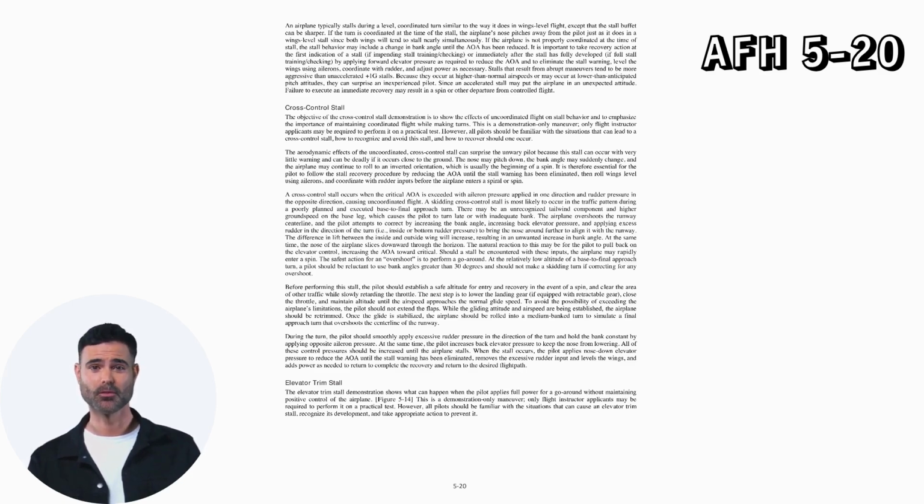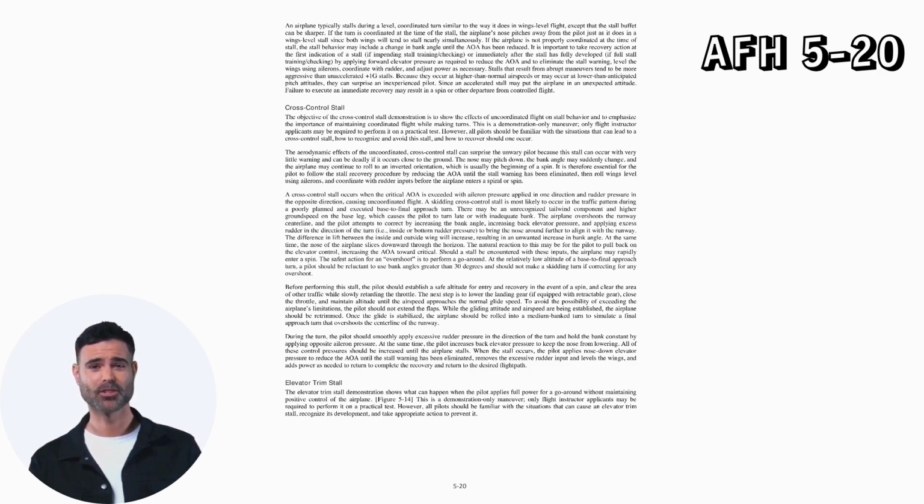The airplane overshoots the runway centerline, and the pilot attempts to correct by increasing the bank angle, increasing back elevator pressure, and applying excess rudder in the direction of the turn, i.e., inside or bottom rudder pressure to bring the nose around further to align it with the runway. The difference in lift between the inside and outside wing will increase, resulting in an unwanted increase in bank angle. At the same time, the nose of the airplane slices downward through the horizon. The natural reaction to this may be for the pilot to pull back on the elevator control, increasing the AOA toward critical. Should a stall be encountered with these inputs, the airplane may rapidly enter a spin.